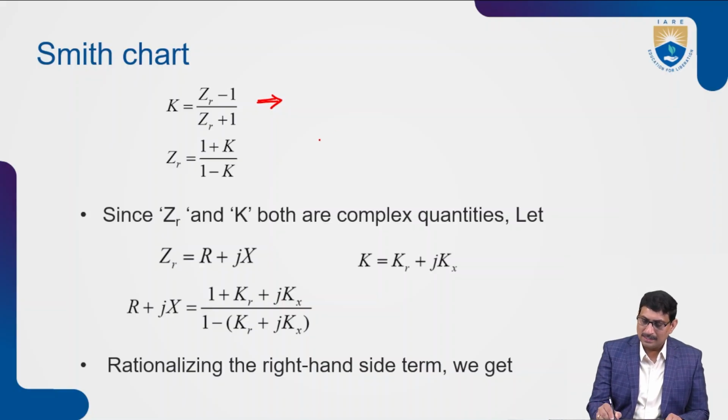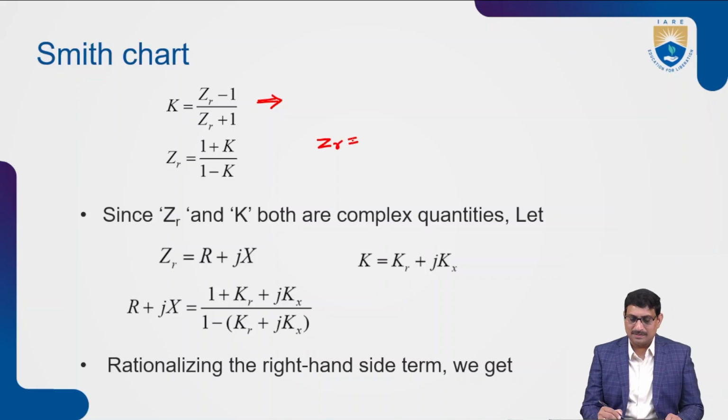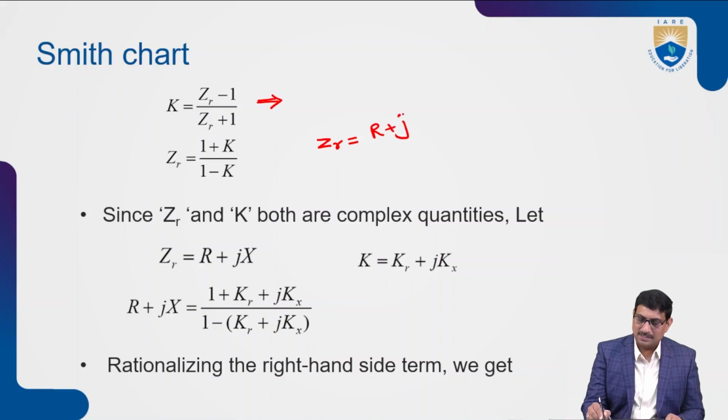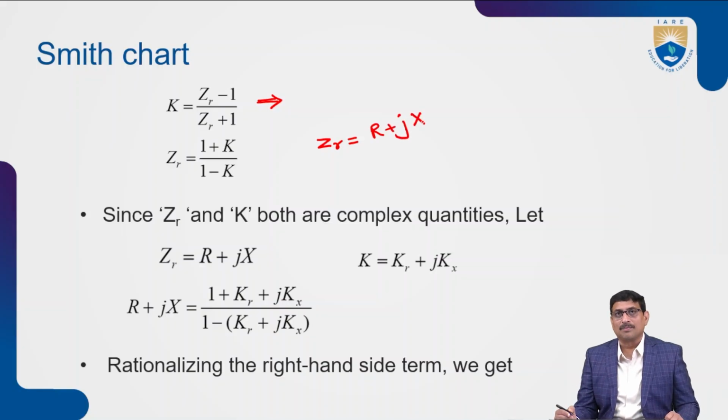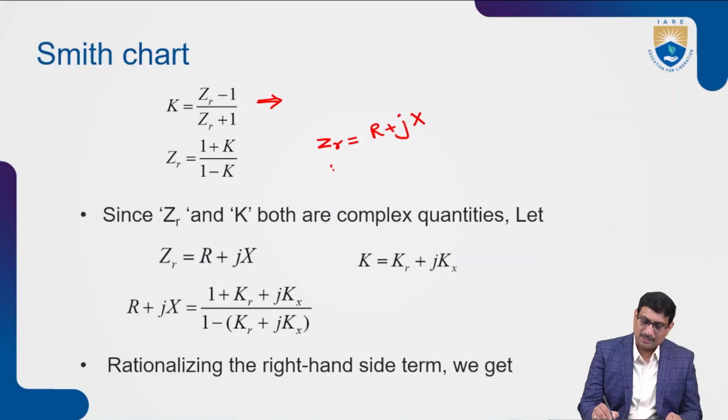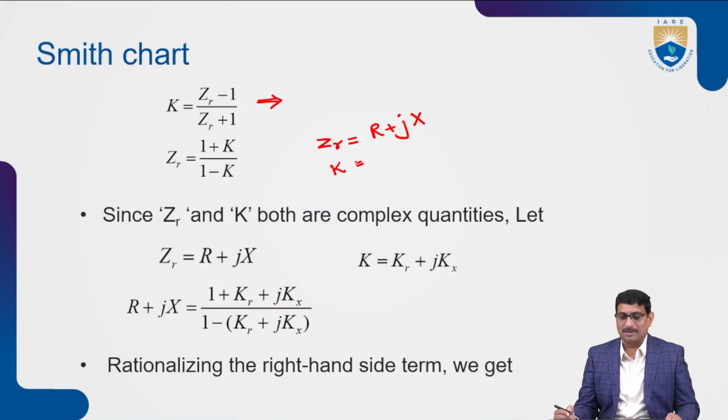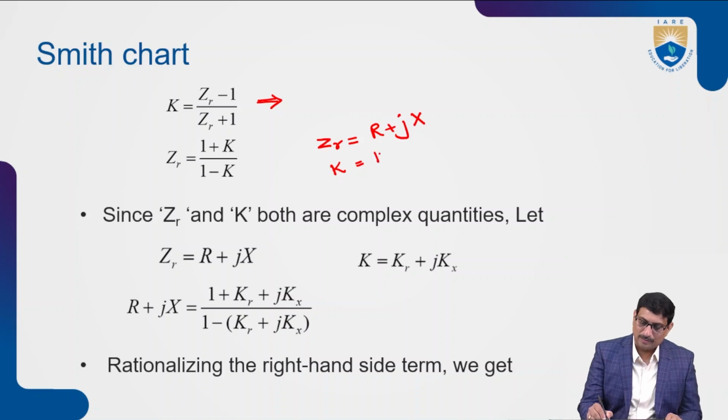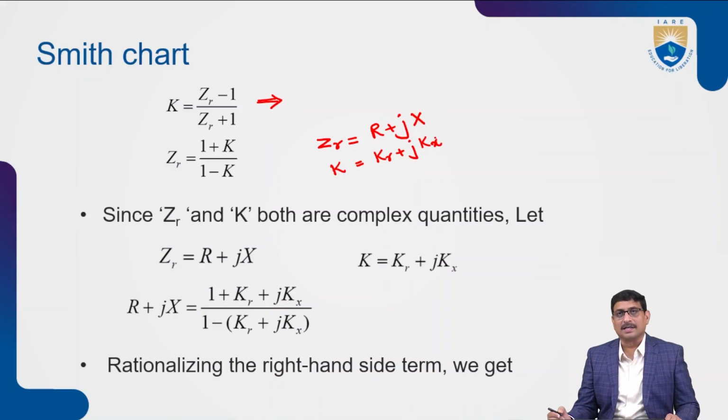Therefore, the normalized terminating impedance Zr has both real and imaginary parts. I am assuming it is R plus jX, where R is the real part of the normalized terminating impedance and X is the reactive part. In a similar way, the reflection coefficient is also a complex constant which has both real and imaginary parts. We assume it is Kr plus jKx, where Kr is the real part of the reflection coefficient and Kx is the imaginary part.